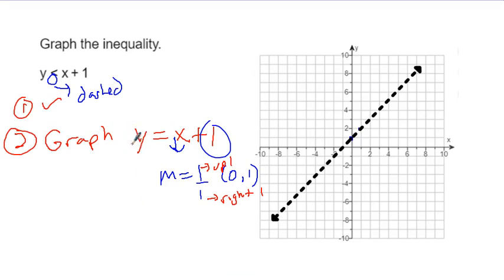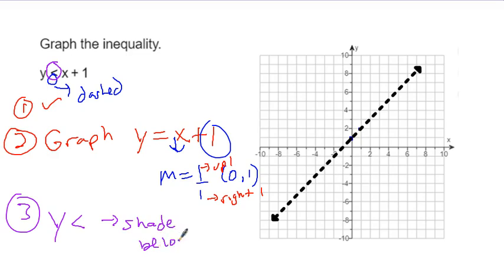And then the last step, step 3, is to decide, do we shade above or below this line to find our solution set? Because the line itself is not the solution that we're looking for. We're looking for all of the ordered pairs that would make this inequality true, and they will either exist above this boundary or below the boundary. And the way we decide is to look at the inequality symbol up here. We have y is less than something, which means we should shade below the line. So we will shade below.